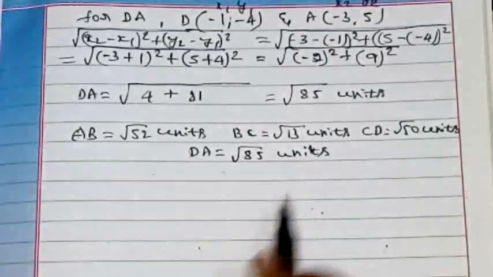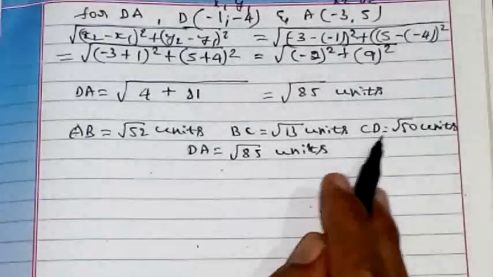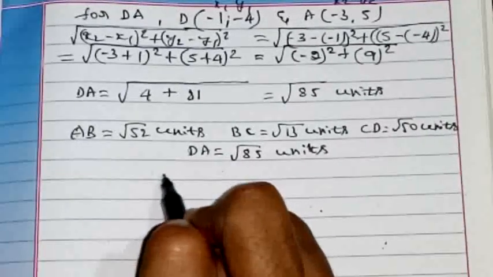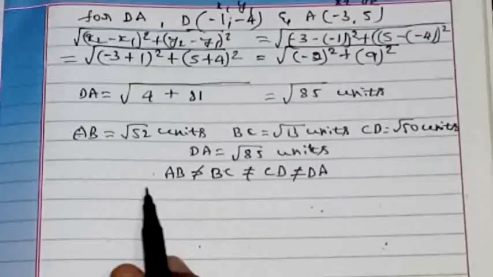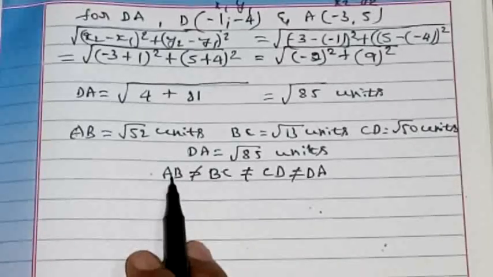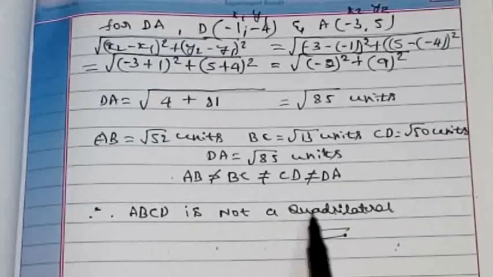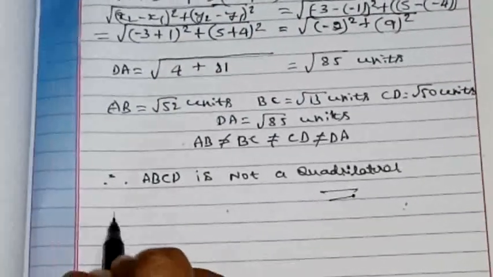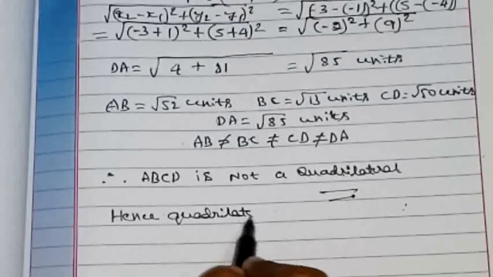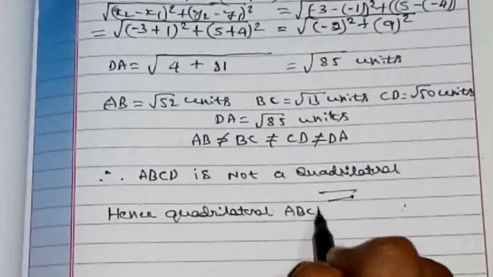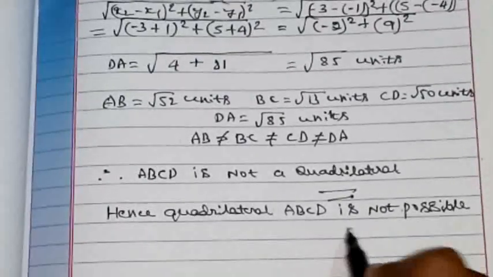Now just observe here children, all the values are different here. So AB is root 52 units, BC is equal to root 13 units and CD is equal to root 50 units, DA is equal to root 85 units. So therefore I can write like this now, AB is not equal to BC is not equal to CD is not equal to DA, right? So here all the side values are different. So what is the meaning of this? ABCD is not a quadrilateral, hence quadrilateral ABCD is not possible, right? Thank you.